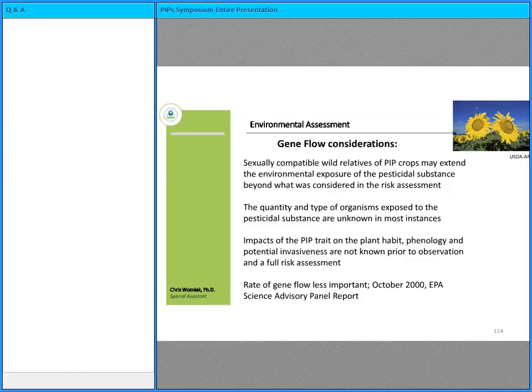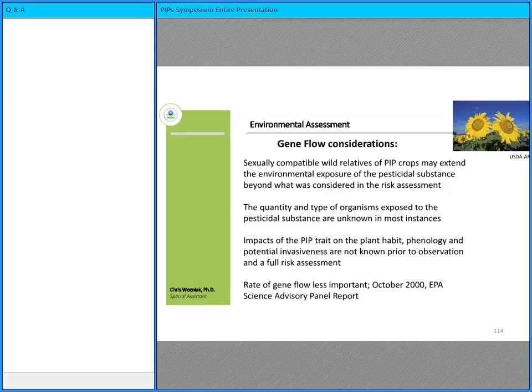So, as I mentioned at the outset, one of the considerations is that the exposure of all kinds of organisms in the environment to a PIP transgene product is extended when you go beyond a managed field situation, particularly in instances where you just really don't even know how much has introgressed into wild populations of plants that are closely related to your domesticated crop plant.